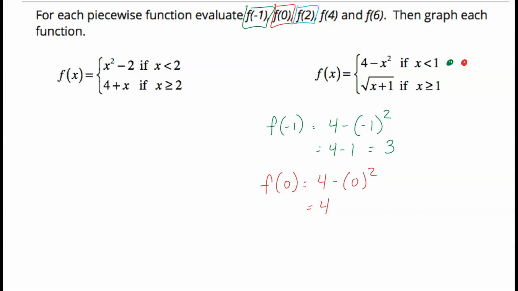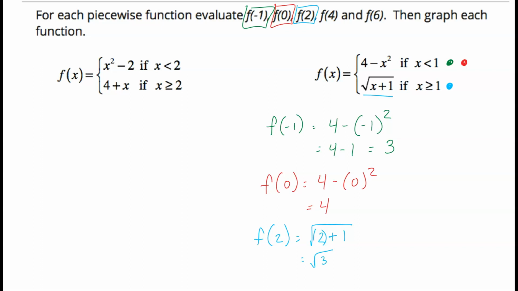We'll do f of 2. 2 this time is bigger than 1, so I'm now going to be using the second equation. So f of 2, I plug in 2 where I see an x in that second equation this time. Whoops, I was about to write 3. 2 plus 1, I'm plugging in 2 where I see the x. So this is 2 plus 1, which is 3.